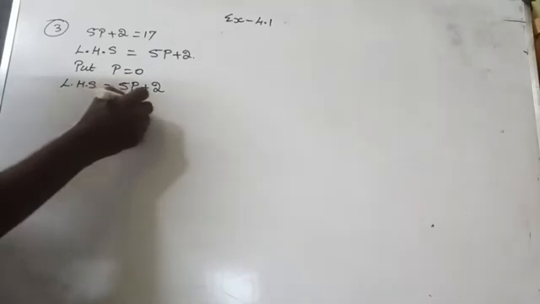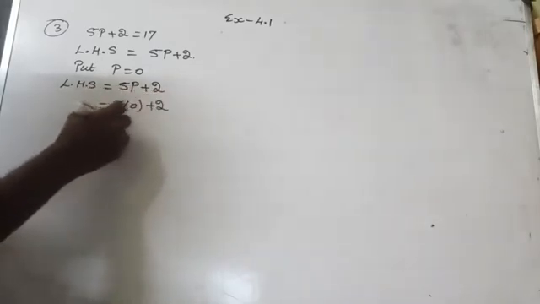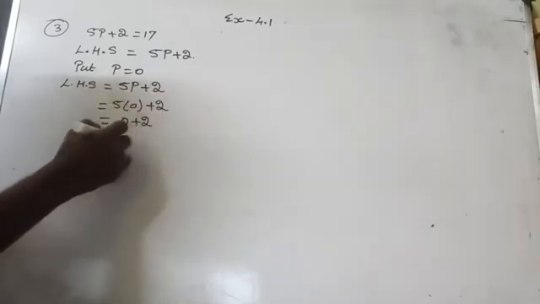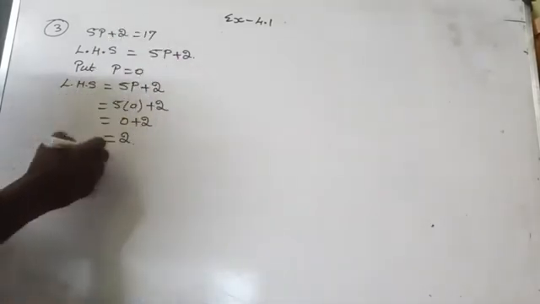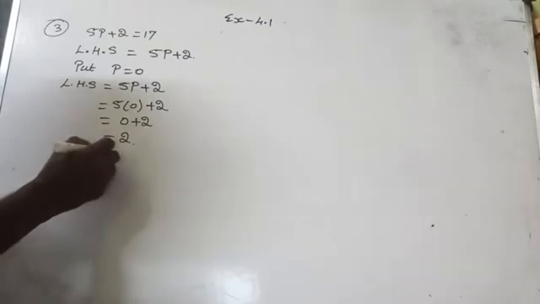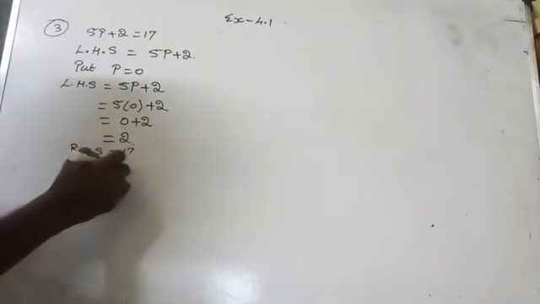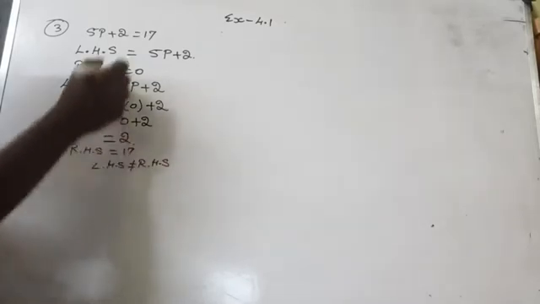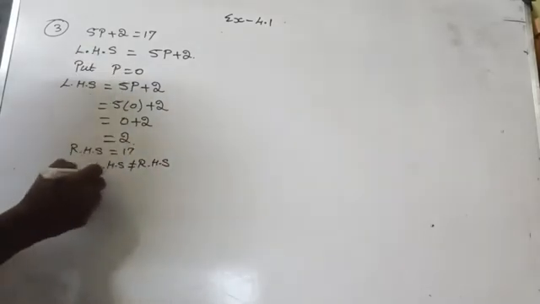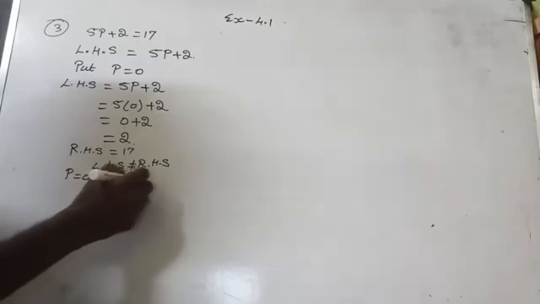So 5 into 0 plus 2. 5 into 0 is 0, 0 plus 2 is equal to 2. But the right hand side is given as 17. The left hand side is not equal to the right hand side. Therefore p equal to 0 is not a solution.